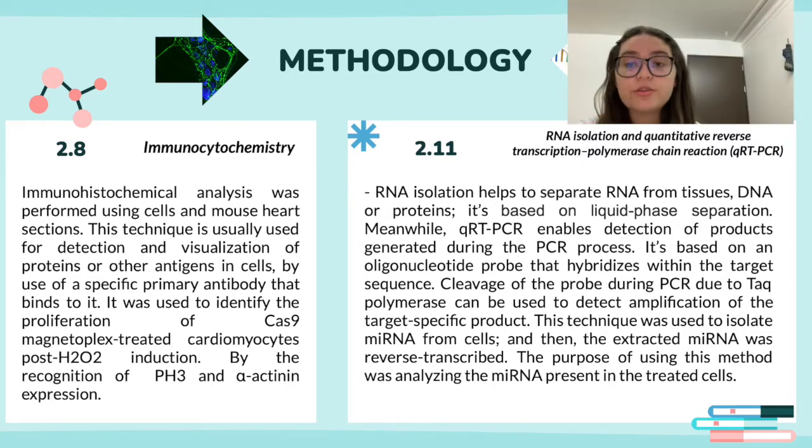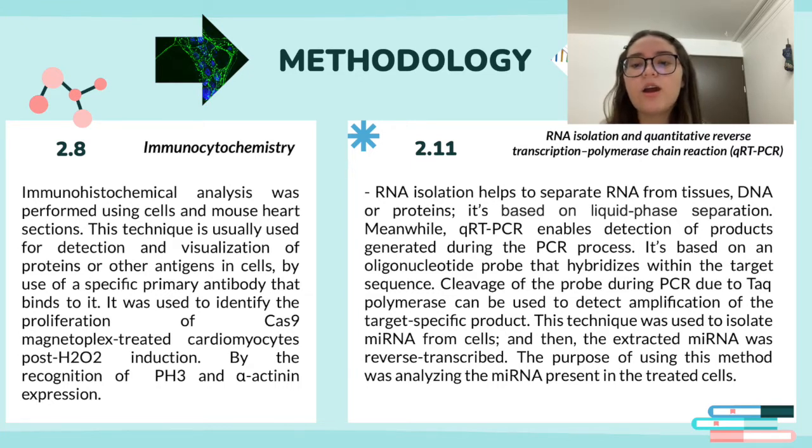The second method used was RNA isolation and qRT-PCR. RNA isolation helps separate RNA from tissues, DNA, or proteins. It is based on liquid phase separation. Meanwhile, qRT-PCR enables detection of products generated during the PCR process.